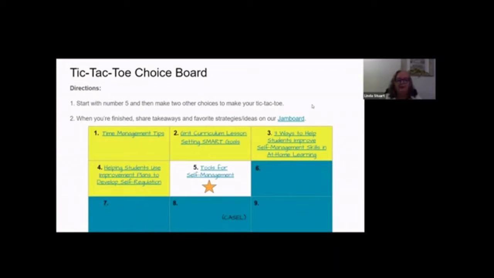Then we'd like for you to click on Jamboard, and we'd like for you to share your takeaways, your favorite strategies or ideas. And you can click on Jamboard right up there where it's underlined and says Jamboard. You can click on that, and it will take you to a whiteboard where you can then do little post-its and type on the post-its.